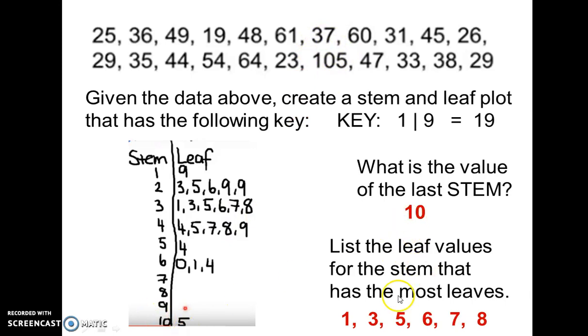And then the leaf values for the stem that has the most leaves. Look at these stems. Which one has the most? Turns out that the stem 3, in other words, the 30s has the most leaves. That means there's the most values in the 30s here. And that's true. We have a 31, 33, 35, 36. And there's those leaf values.